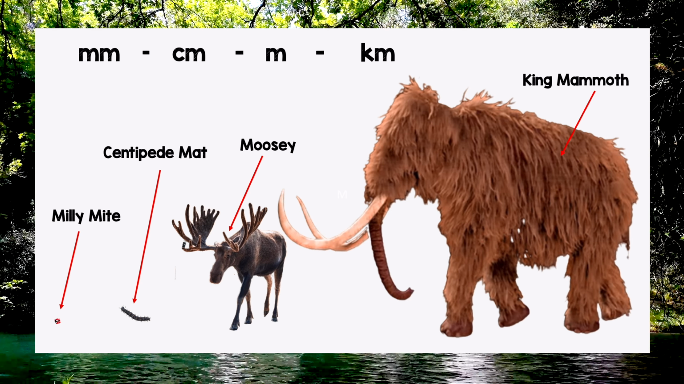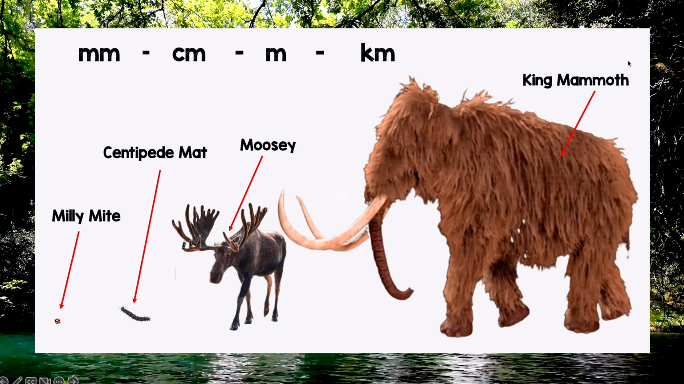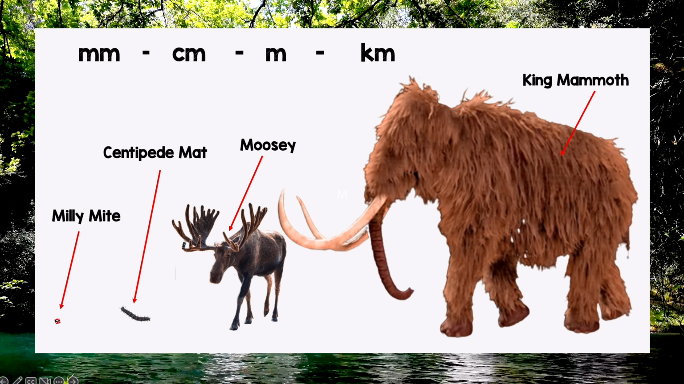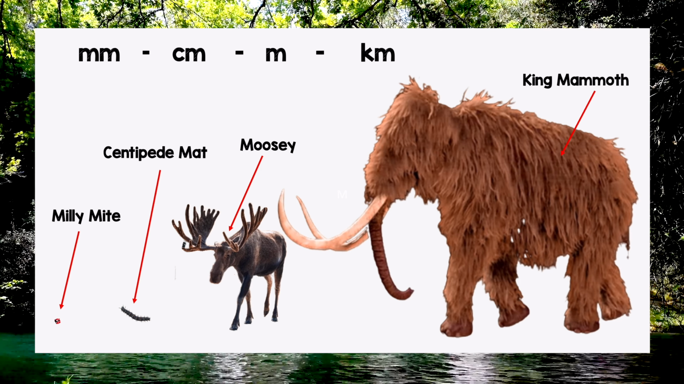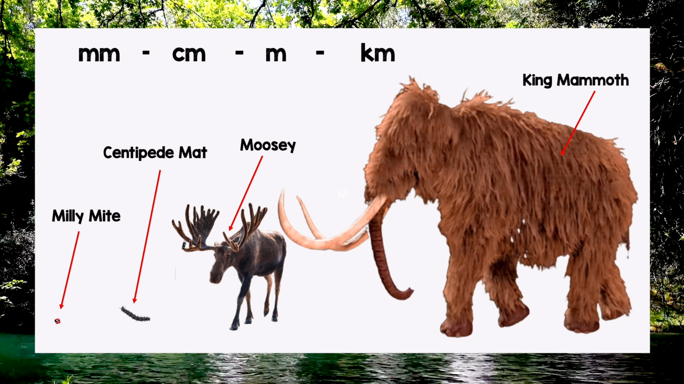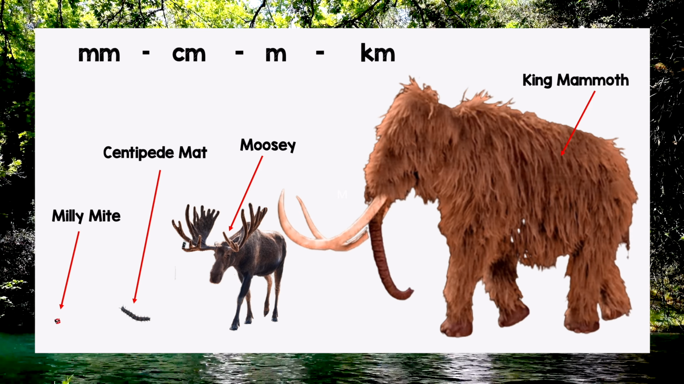So that means that we know that M for Moosey is about the size of a metre. And King Mammoth, really large. So KM stands for kilo, which is 1,000 metres.